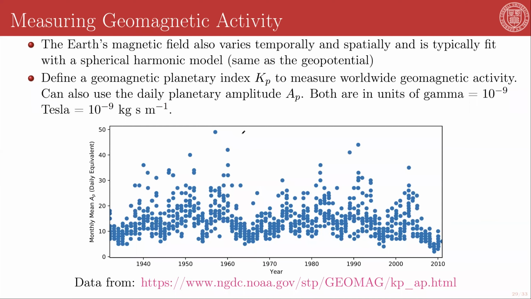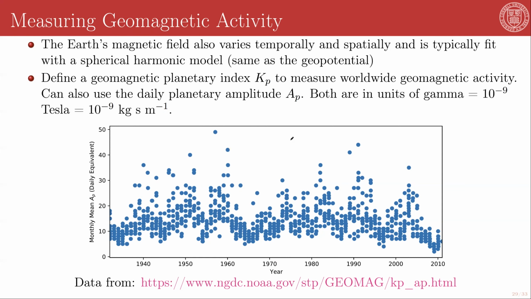We can similarly measure the Earth's geomagnetic activity, because remember, that is the other important perturbing effect on the atmosphere. The Earth's magnetic field also varies temporally and spatially. And unsurprisingly, you fit it with a spherical harmonic model, exactly the same as we do the geopotential. We define a geomagnetic planetary index K sub P that measures worldwide geomagnetic activity.